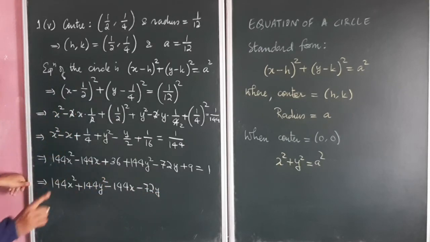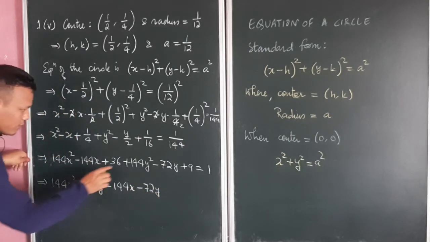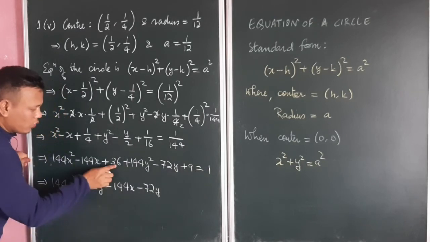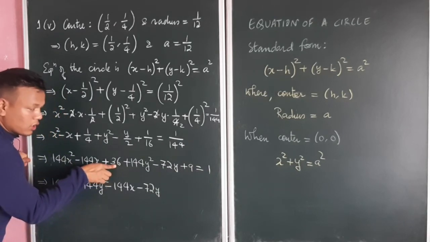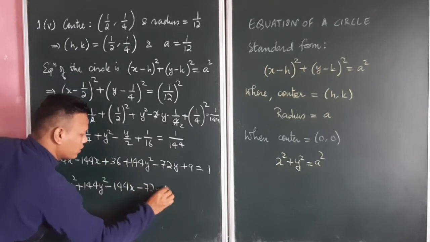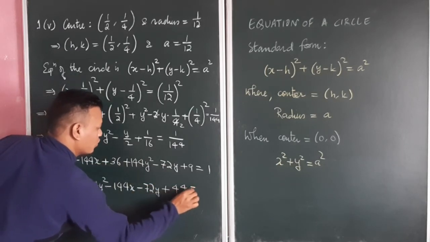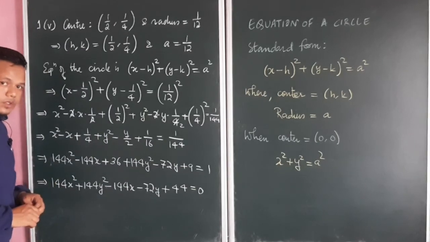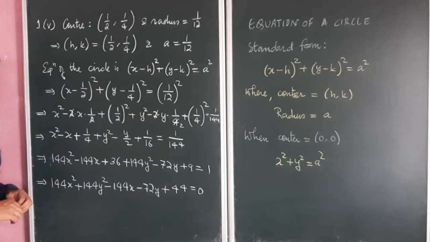Yes, so what are the leftover terms? This comes over there, so 9 minus 1 becomes 8, so 8 plus 16 will be 44. So plus 44 equals 0. So this is the equation of the circle. Okay, so you may pause the video to note down.